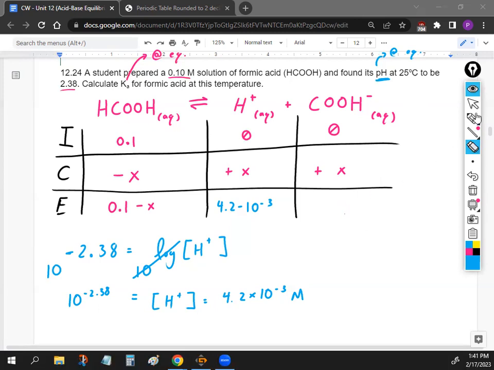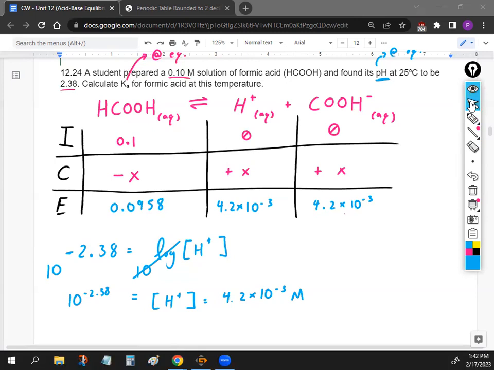Okay, so from there we can start substituting the values into the table just so we have everything organized. We know that since this is also X, it's going to be 4.2 times 10 to the negative 3. And then from here, we just need to do 0.1 minus 4.2 times 10 to the negative 3. Now, I'll do that calculation for you just to save you guys a little bit of time. But that's going to give you 0.0958. Okay.